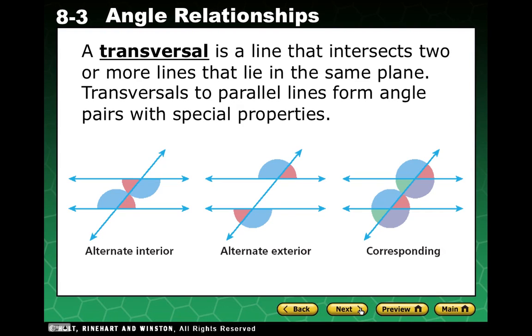And then corresponding angles. This means they're in the same position on both of the different intersections. So the blue ones are in the same position. They're like the top left-ish position. The pink ones are the top right. Purple ones are the bottom right, and the green ones are the bottom left. Those are corresponding angles, and each of those color-coded are also congruent to each other. And this only works when the two lines they're intersecting are parallel.